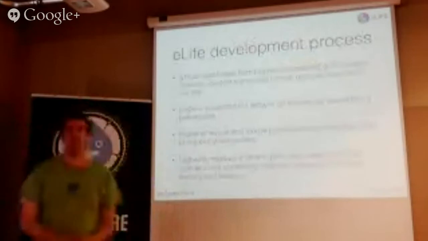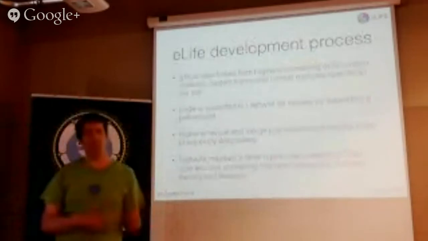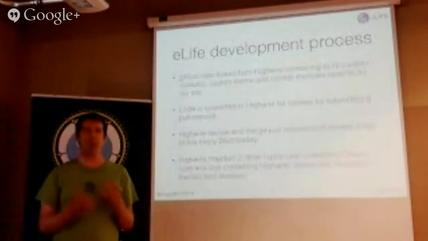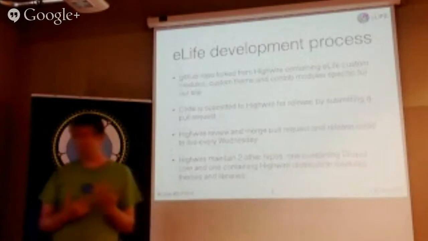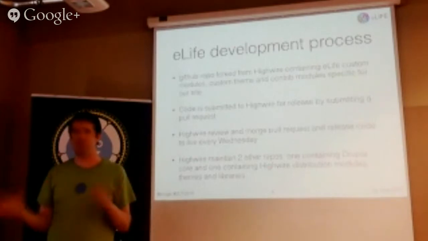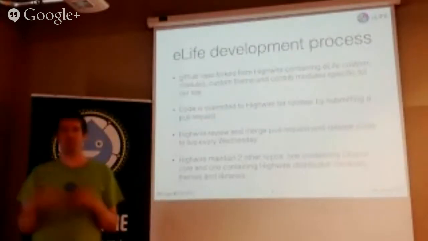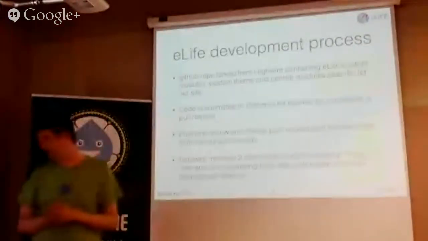So a little bit about our development process. We have a GitHub repo which is forked from the Highwire repo containing just the eLife custom modules or the contrib modules which are specific to our website and also our theme. Code is submitted to Highwire for release by submitting a pull request. That's our opportunity to get not just code, because we're not just submitting code, but to make all changes to our website, we do it via a pull request.